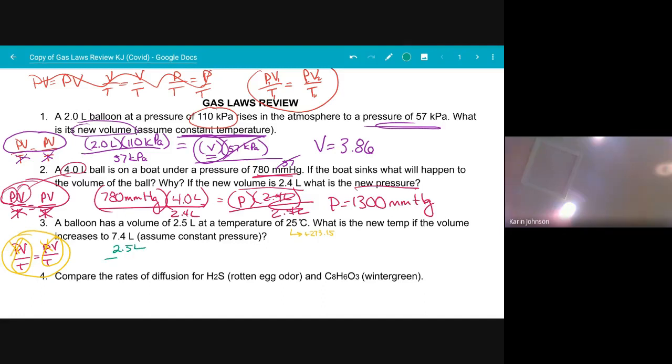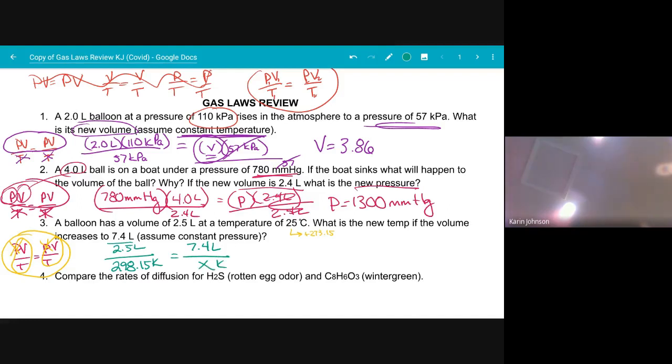2.5 liters over, and our first temperature is 25 plus 273.15, which is 298.15. That's our first temperature. Okay, so then it says we have a new volume of 7.4 liters. So I'm going to write that down, 7.4 liters. And our temperature is what we don't know.